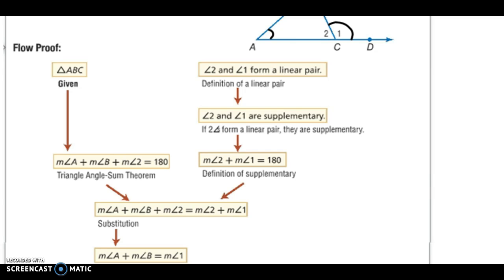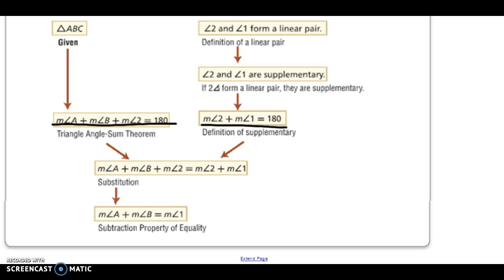Okay? We know that angle A, angle B, and angle 2 in this example all have to add up to 180 degrees. That's already known. We also know that angle 2 and angle 1 form a linear pair, meaning they're supplementary, meaning they add up to 180. So notice they both add up to 180. If they both add up to the same thing, they're equal to each other. So I can set them equal to each other. So A, B, angle 2 is equal to angle 2 and angle 1.